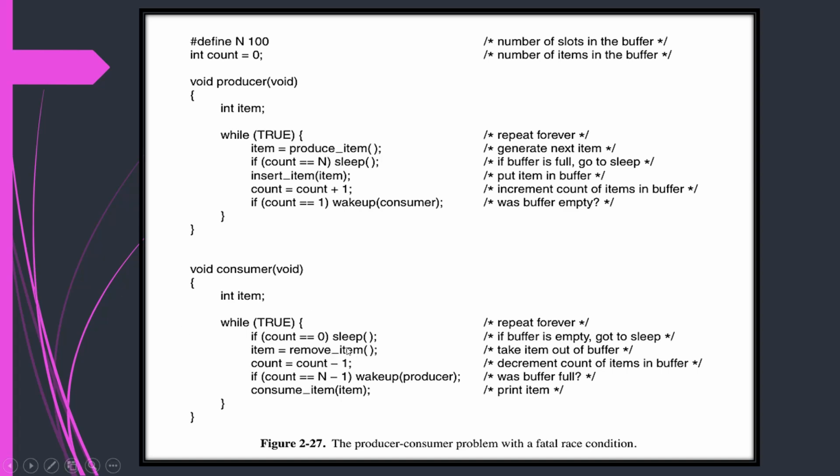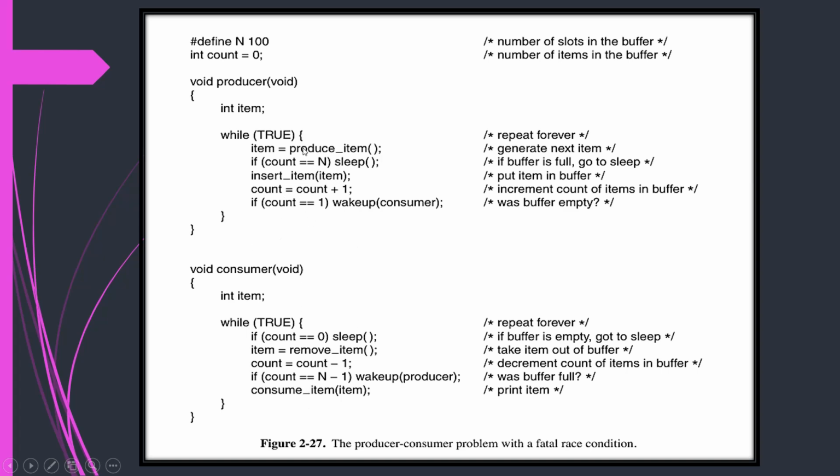Remove means we are pulling back items one by one, and then we feed the information into the item. After pulling back the item, definitely your count will be reduced, and at that point we are going to wake up the producer. If I have at least a single space in the buffer, count equal to n minus 1, automatically I can wake up the producer. The final information will be shown here. This is the scenario of the producer as well as the consumer.